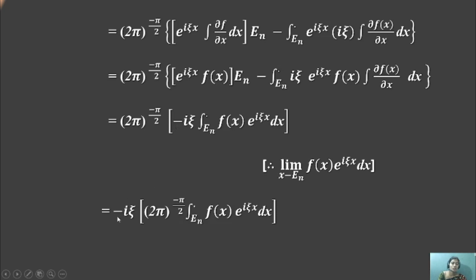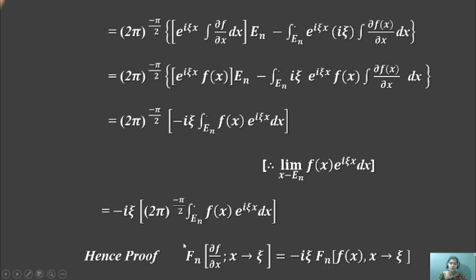Then the minus sign is common, and i xi is also common: 1 upon root 2 pi, integral from minus infinity to infinity of f of x e to the power i xi x dx. This value will change. Hence the proof of this equation: the boundary value will be 0. Hence the Fourier transform of del f upon del x at xi equals minus i xi times the Fourier transform of f of x at xi. This is the second example.